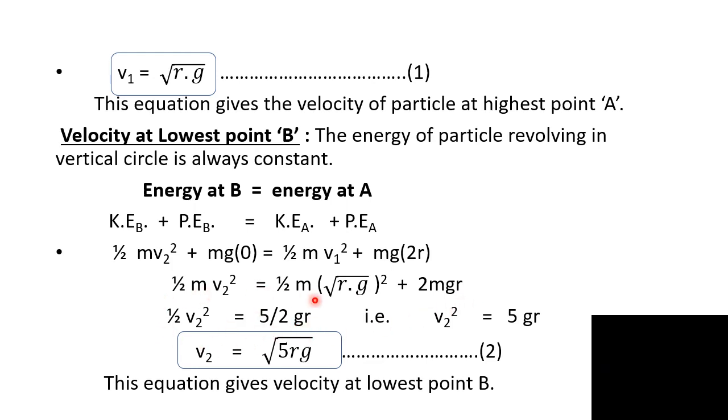By cancelling m on both sides, we get half v2 square equal to 5 by 2 gr, or v2 square equal to 5 rg. Then v2 is given by square root of 5 rg. So this equation gives the velocity of the particle at lowest point, which is the maximum in the entire vertical circle. So this equation gives us the velocity of the particle at lowest point B.